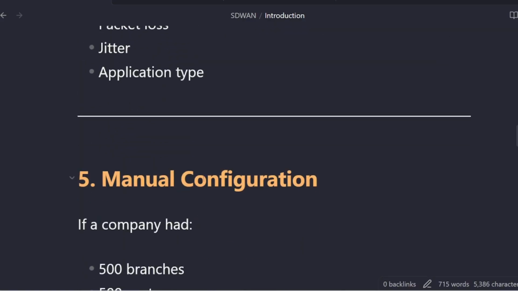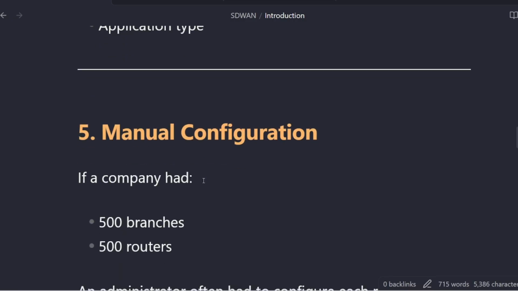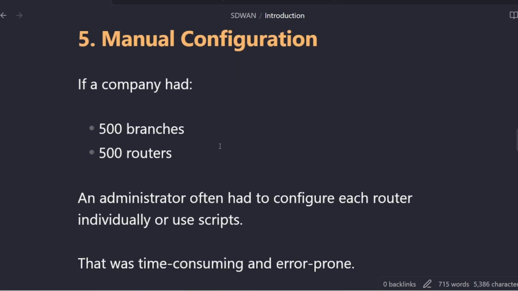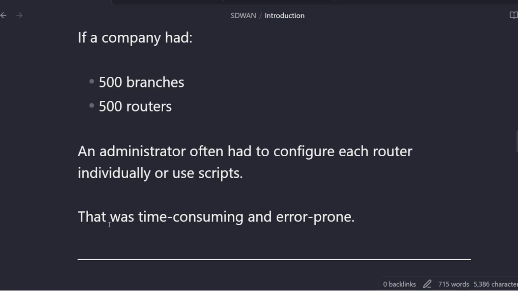Coming to the last problem, the biggest problem was manual configuration. Let's suppose a company had 500 branches and 500 routers. An administrator often had to configure each router individually or use a script. Even if you use a script, the same script has to run on all the routers. That was time consuming and error prone. Error prone means the chances of errors are higher because you're configuring 500 routers at 500 branches, so you might make some mistakes. So those were all the problems.